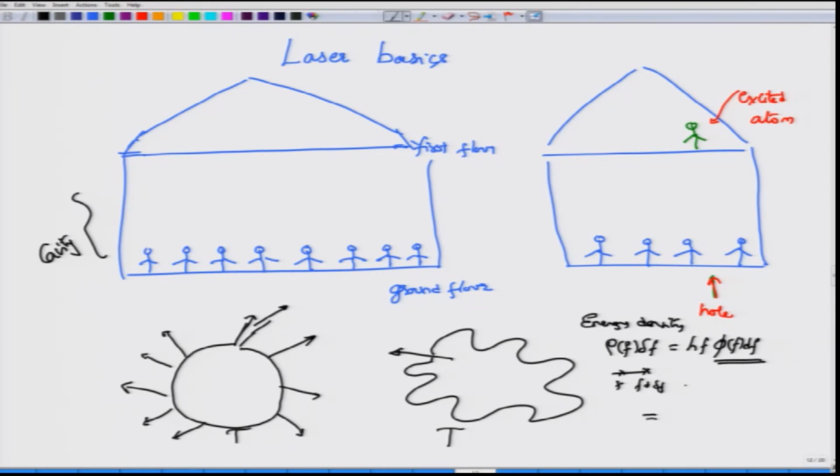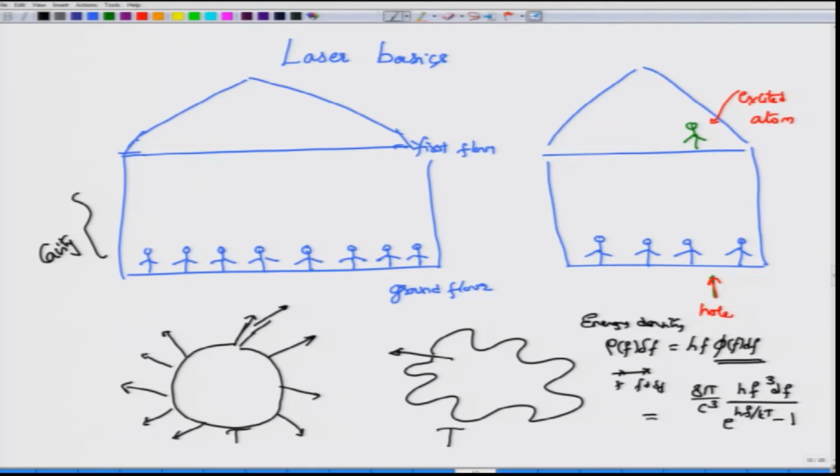Of course, this radiation is given by a nice equation, which I will write down. It is 8 pi by c cube h f cube df, where df is the frequency interval that I am considering, divided by e to the power h f by k t minus 1. You might ask, what are these different variables?